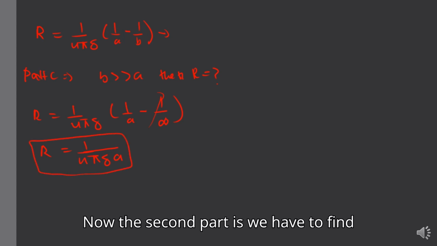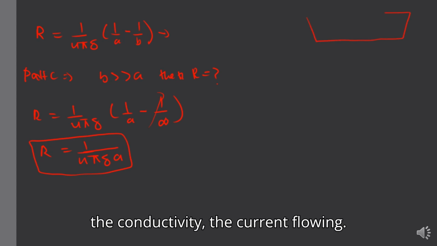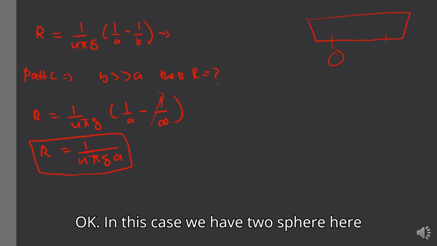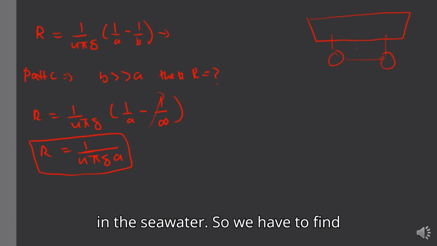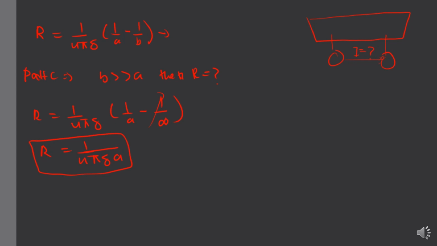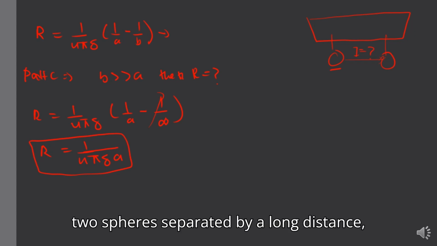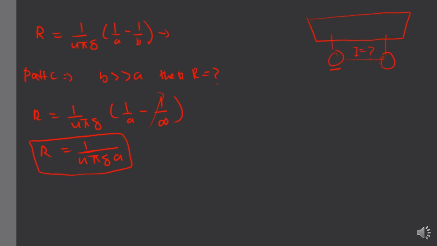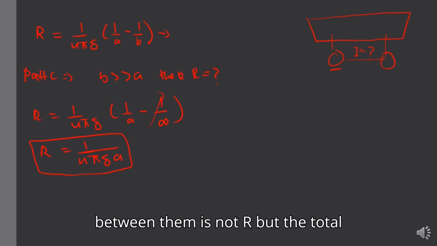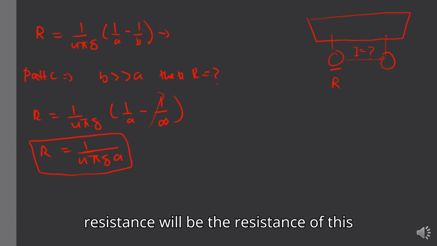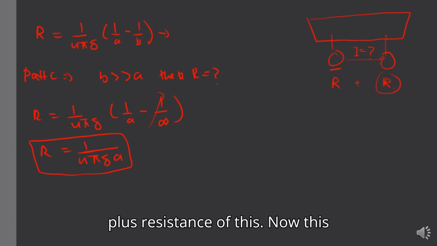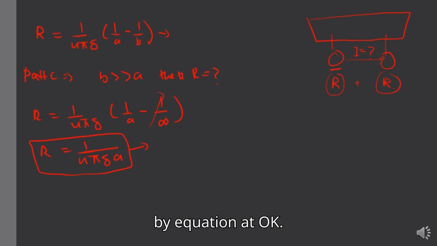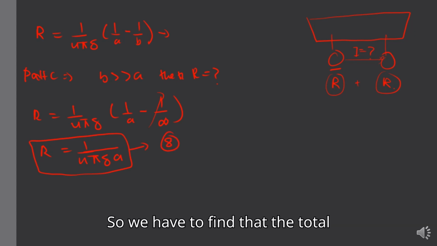Now the second part is we have to find the current flowing. In this case we have two spheres in the sea water, so we have to find I flowing here. Since we have two spheres separated by a long distance, each sphere behaves as a separate conduction path. So the total resistance between them is not R, but the resistance of this plus the resistance of this. Now these resistances are given by equation 8.